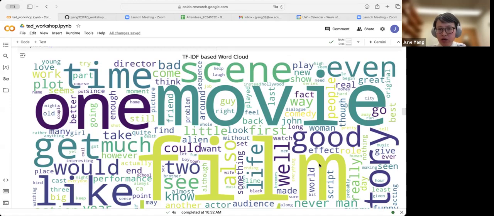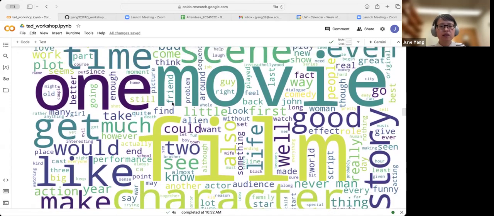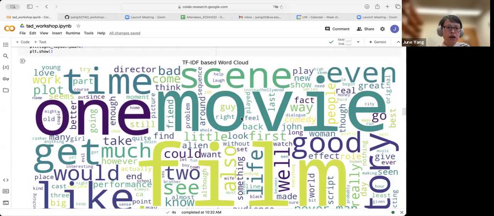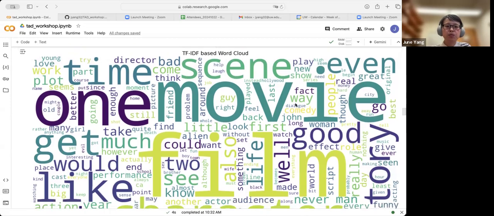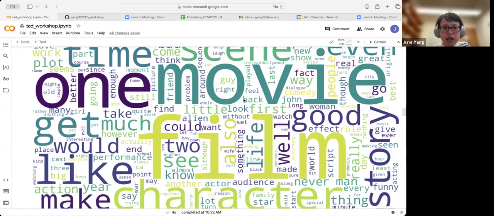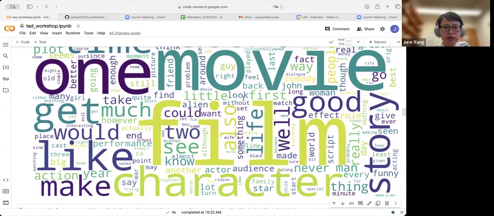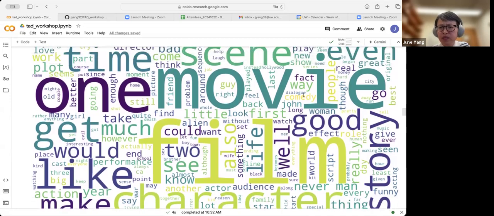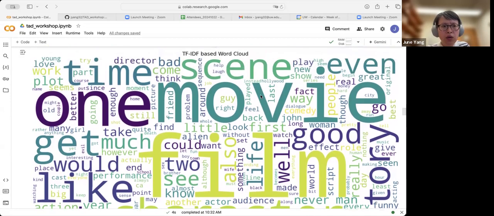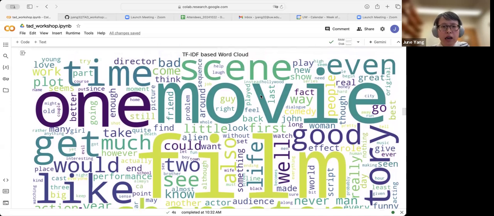I might even remove one, for example, because they're not adding anything to our understanding of our research task. It's kind of expected that movie and film will appear really frequently. And you might also wonder how many words are included in this word cloud. So I had this question as well when I was playing around with this word cloud package.